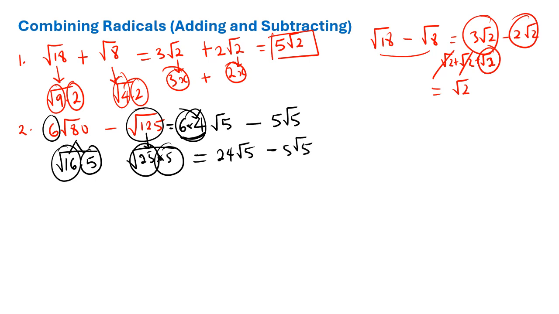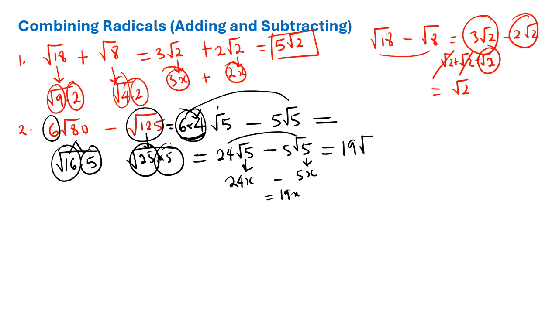So from here, I can do the same strategy. Simply replace square root of 5 with x. So if I do this, now I'm getting 24x minus 5x, and that gives me 19x. So my final simplification for this result here will be 19 square root of 5. So let's do one final example where we have algebraic expressions or algebraic radicands.